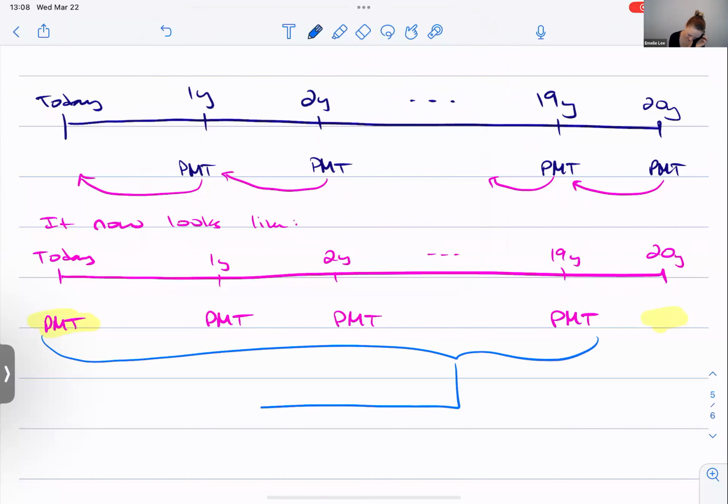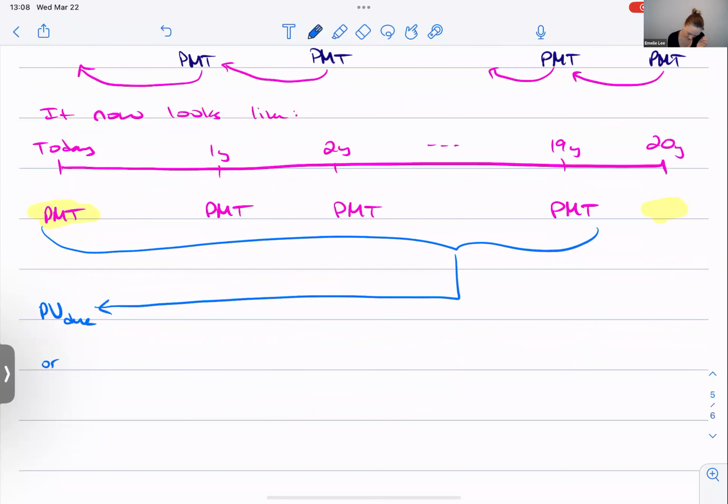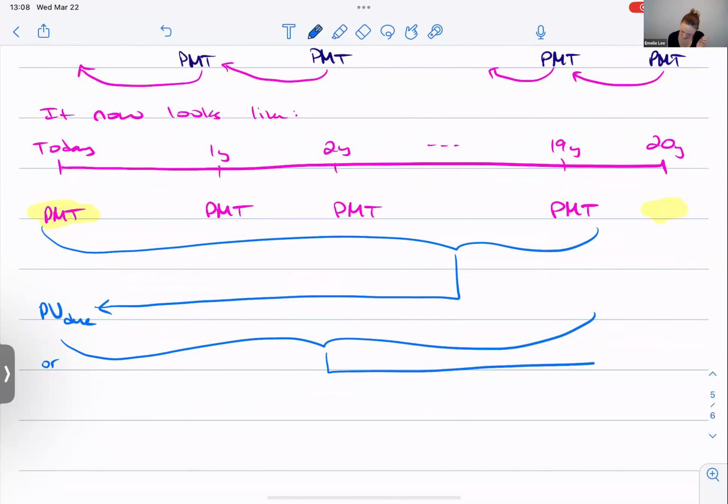But these can trace back to some present value due. So we need to indicate that these payments are actually at the beginning. Or we can trace them back to some future value due. So you use that little subscript due to indicate that it's at the beginning of the payment period.